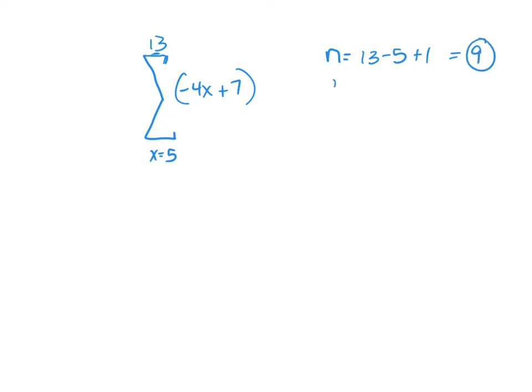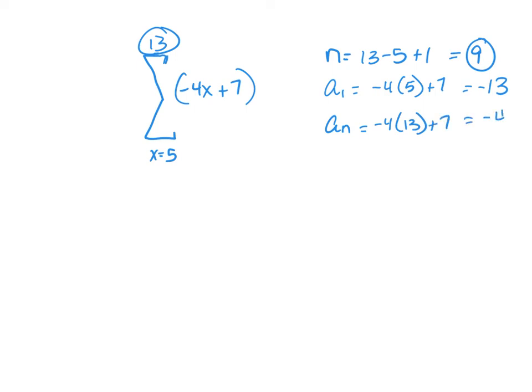To get a1, you type in the bottom number. So negative 4 times 5 plus 7 is 13, I think. Negative 13? Somebody tell me. And then an, you plug in the top number. So it's negative 4 times 13 plus 7, which is negative 52 plus 7, which is negative 45, I believe. Somebody check.